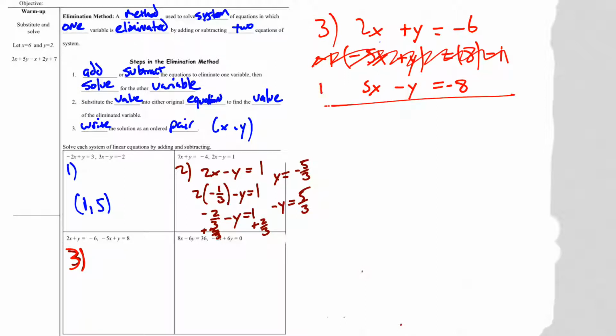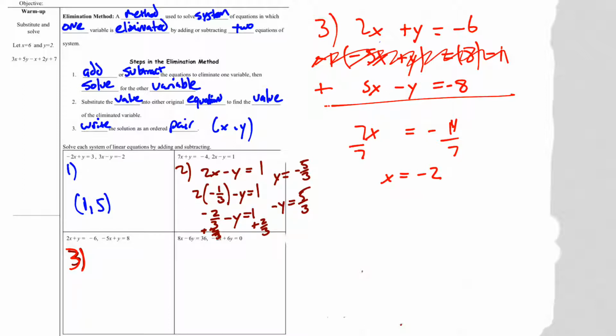Now let's try to add these together. The positive y and negative y will cancel. 2 plus 5, 7x. Minus 6 and minus 8 is minus 14. Divide both sides by 7. x is equal to negative 2.